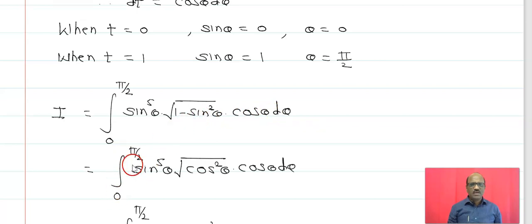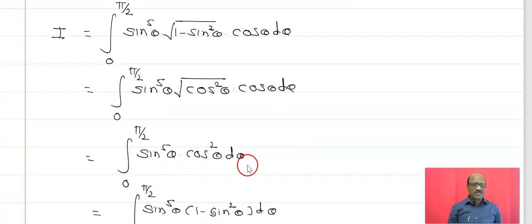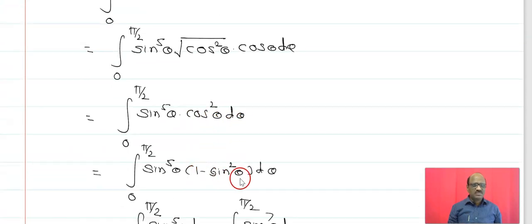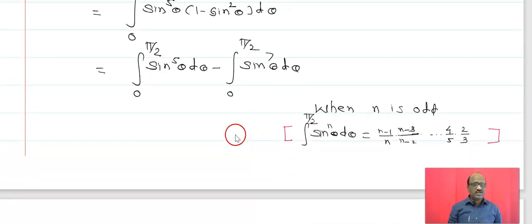Therefore in the integral 0 to pi by 2 of sin theta raised to 5 into under root of 1 minus sin square theta, that becomes cos square theta, and the square and the root get cancelled. You will get cos theta into cos theta, that will become cos square theta d theta. But what is the value of cos square theta? It's 1 minus sin square theta. Now multiplying, here is the integral 0 to pi by 2 of sin theta raised to 4 d theta minus the integral 0 to pi by 2 of sin theta raised to 7 d theta.